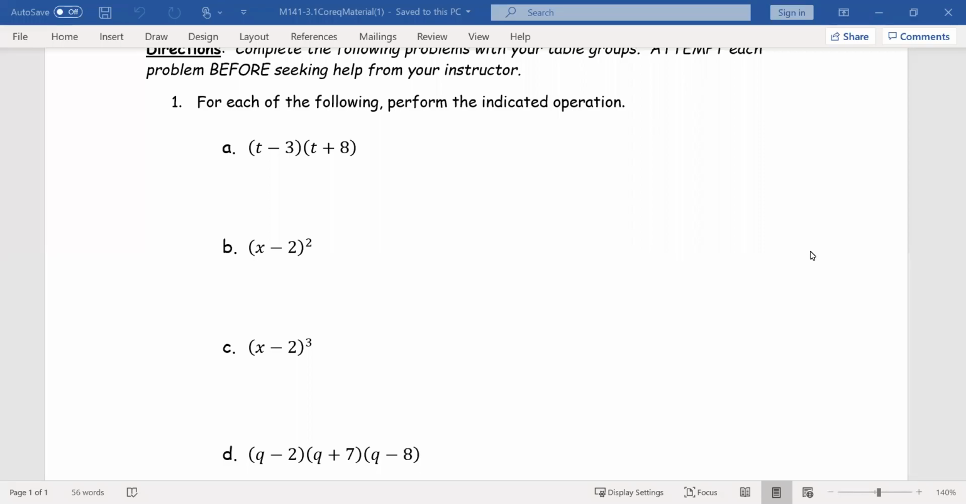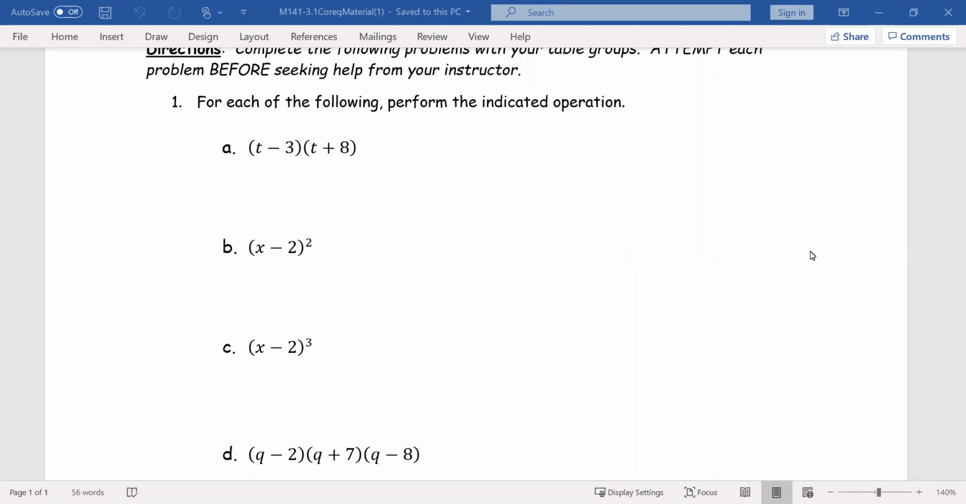All right, hello everybody. This video is to go over some of the prereq material for section 3.1, some things we need to know in order for us to be successful in that section. So let's start with this first part of these problems here. We're told that for each of the following, to perform the indicated operation.